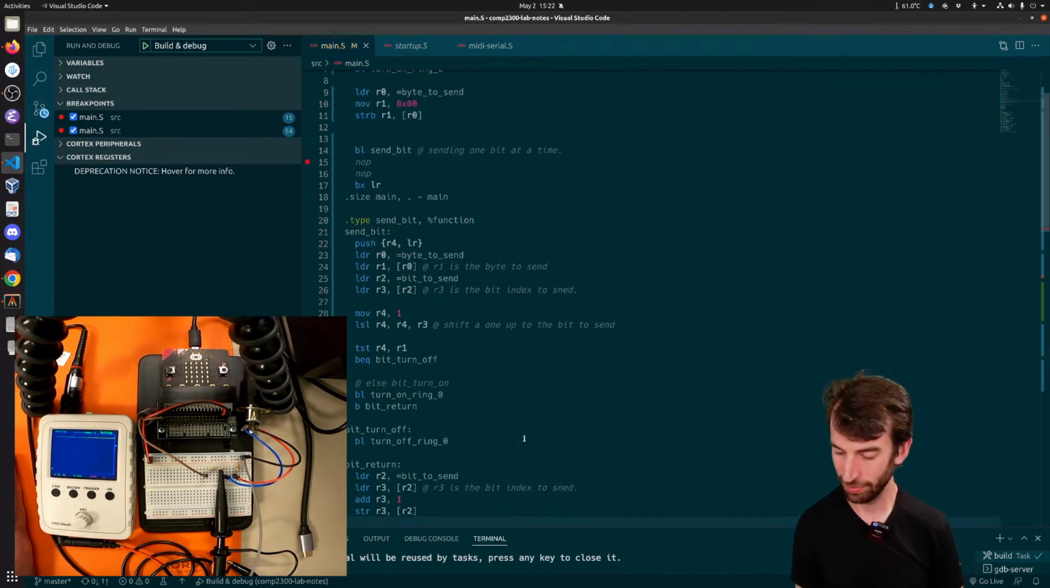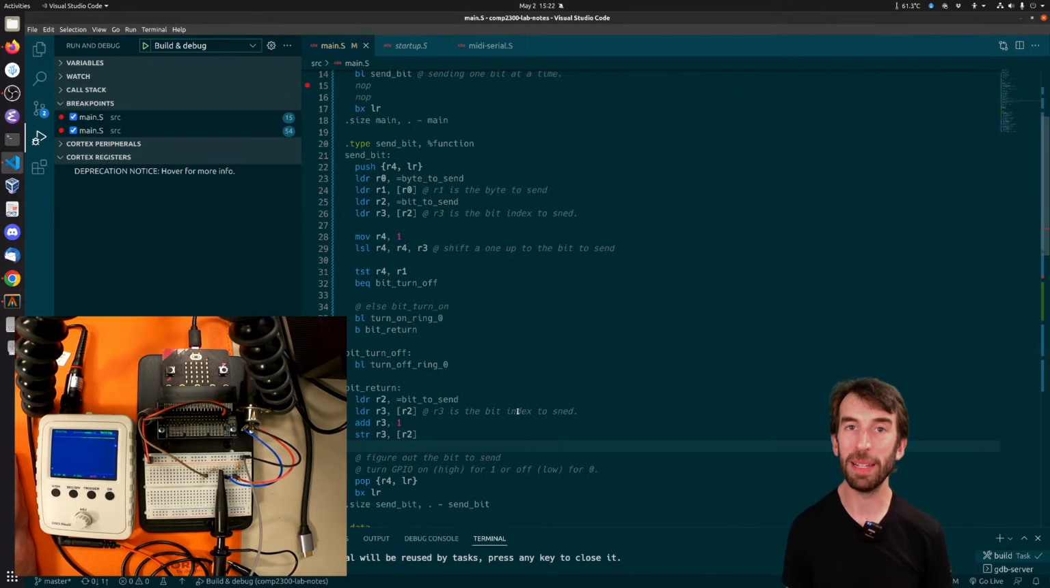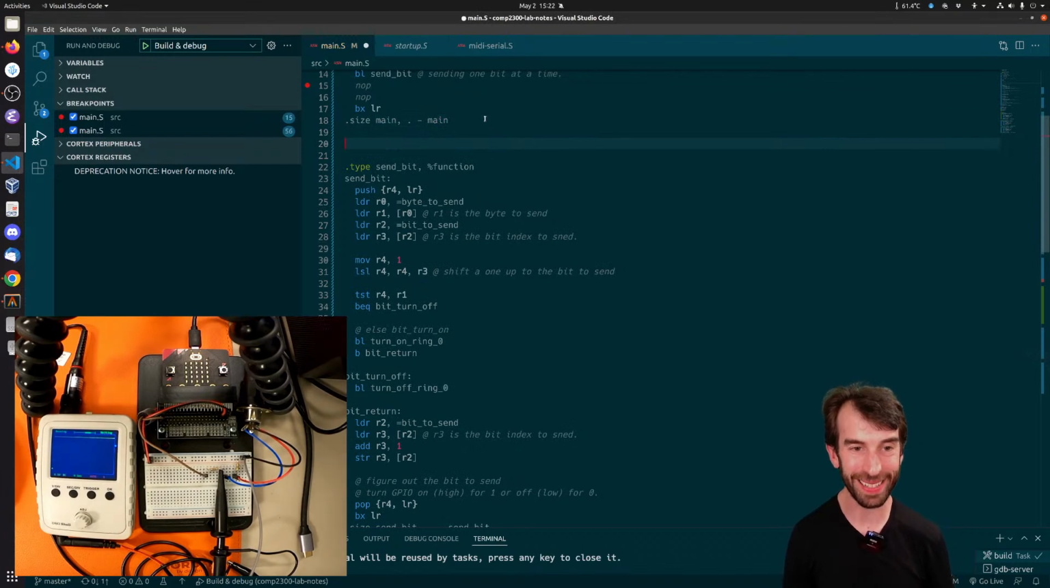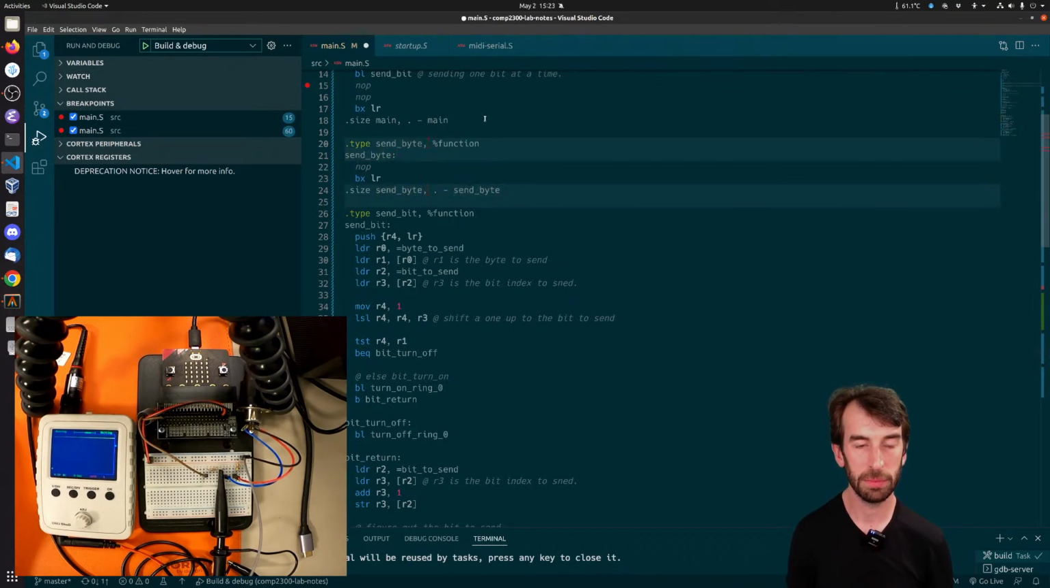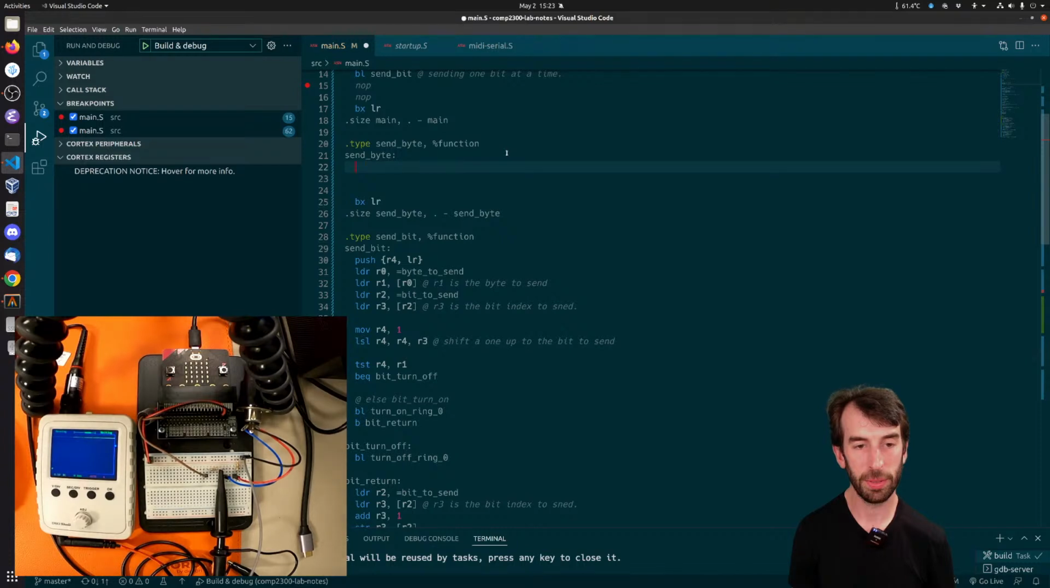Well, I hope that works. We could test this bit by bit, but I don't want to. I just want to write the rest of the function. So I'm going to make another function which is going to send a whole byte. My send byte function is going to do this. I guess I could just run send bit 8 times.